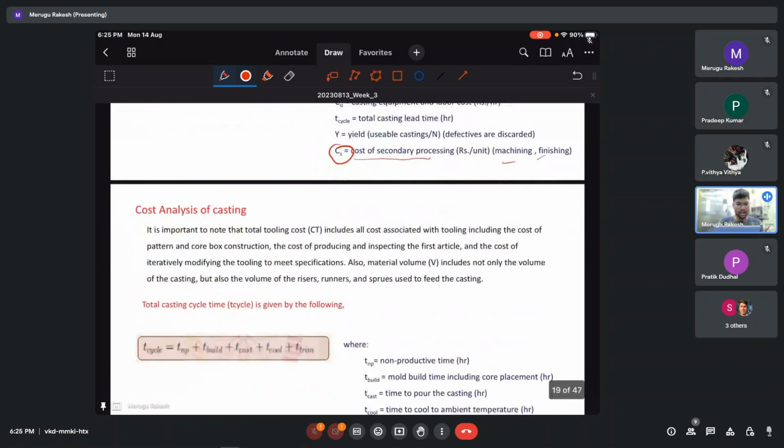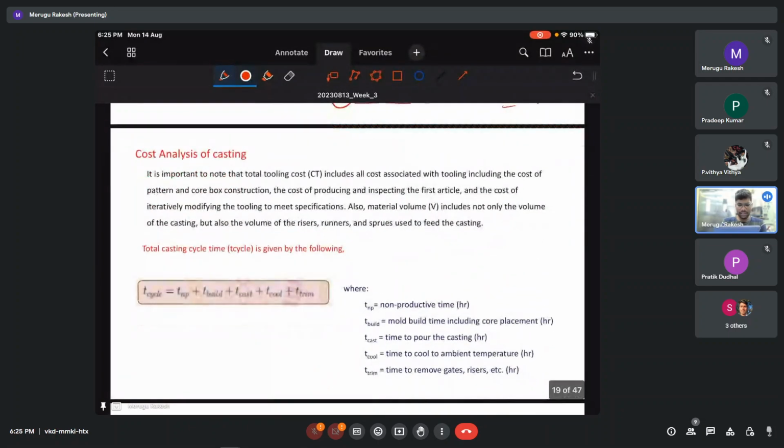First thing is total cycle time, which includes non-productive time. It is important to note that total tooling cost includes all costs associated with the tooling, including the cost of pattern and core box construction, the cost of producing and inspecting the first article, and the cost of iteratively modifying the tooling to meet the specifications. Also, material volume includes not only the volume of the casting but also the volume of the risers, runners, and sprue used to feed the casting. So this is how the total tooling cost is calculated.